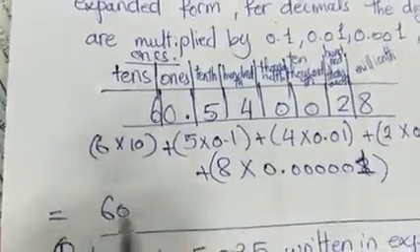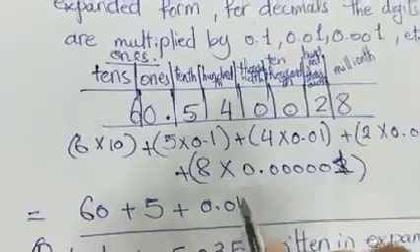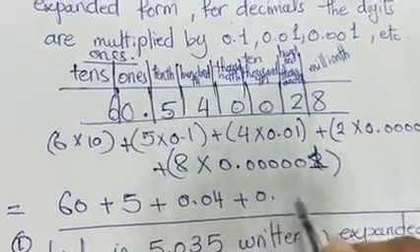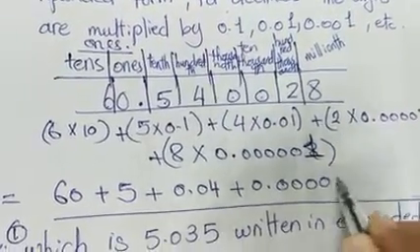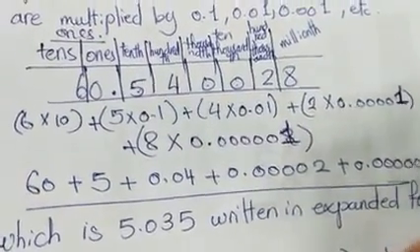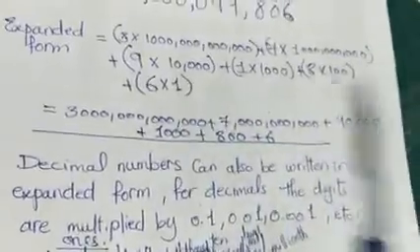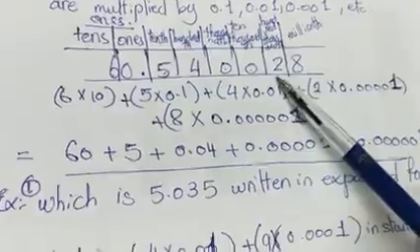Or we can type it as 60 plus 5 plus 0.4 plus 0.00002 plus 0.000008. This is how we type the expanded form, either for whole numbers or for decimals.